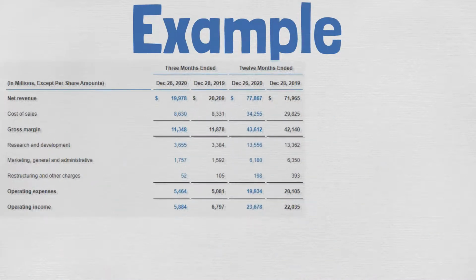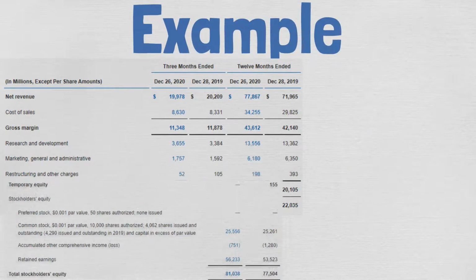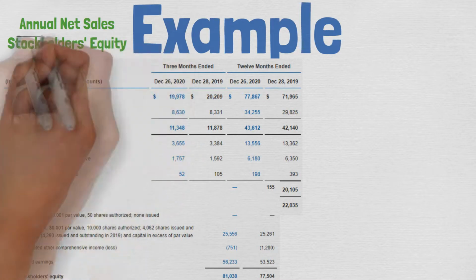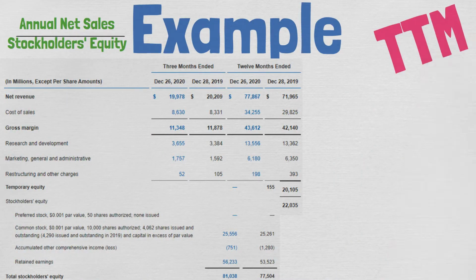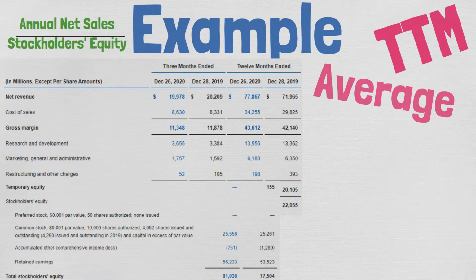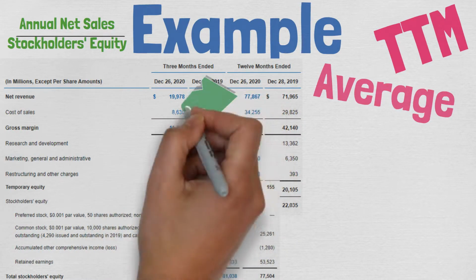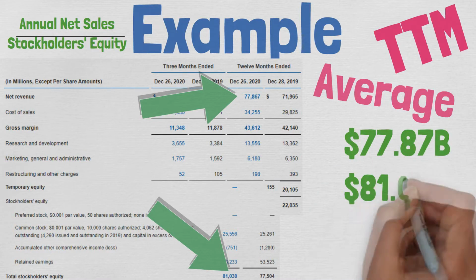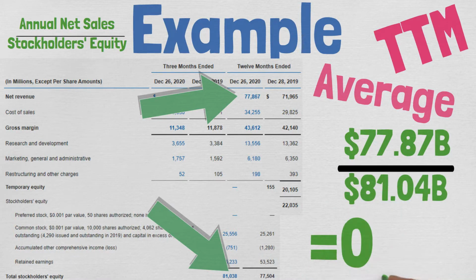The net sales can be found from the income statement and the stockholders' equity can be found from the balance sheet. In this example, I am going to calculate Intel's 2020 capital turnover ratio, but you can also use the trailing 12 months for the calculations and the average stockholders' equity of the reporting period. Intel's 2020 net sales were $77.87 billion. The 2020 stockholders' equity was $81.04 billion. This means that Intel's 2020 capital turnover ratio is 0.96.